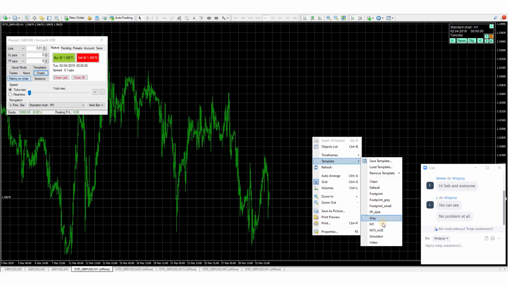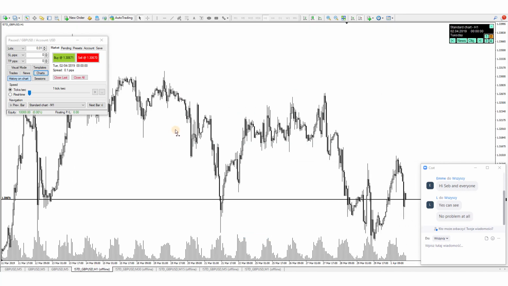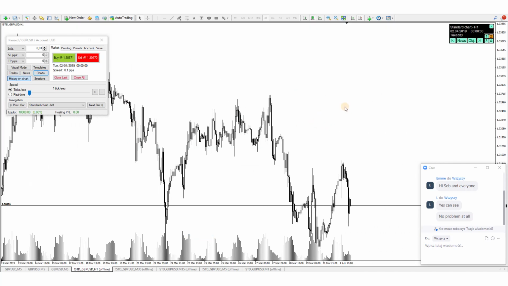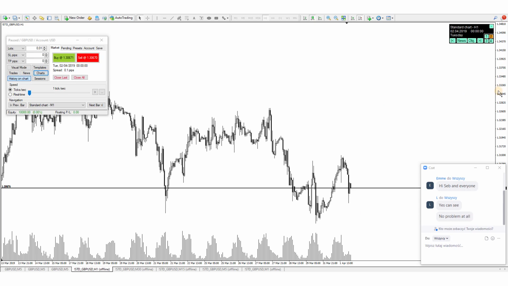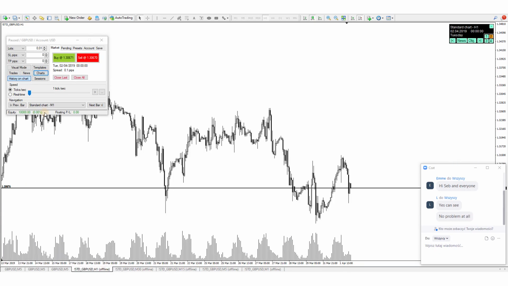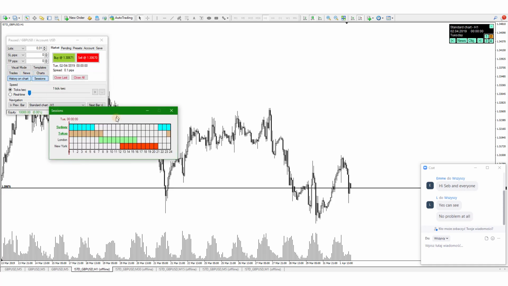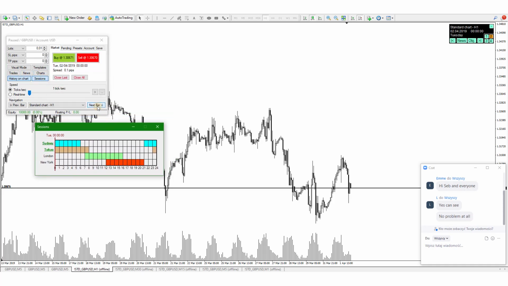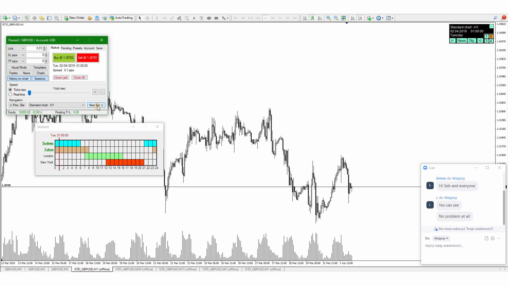Here the template simulator, yes. Everything is done. Okay, so now I will move the chart to the Frankfurt session, because we probably don't want to trade Asian. And here we go.